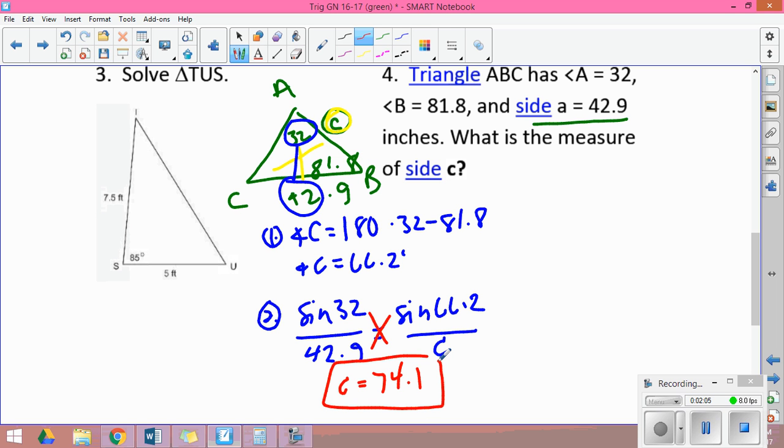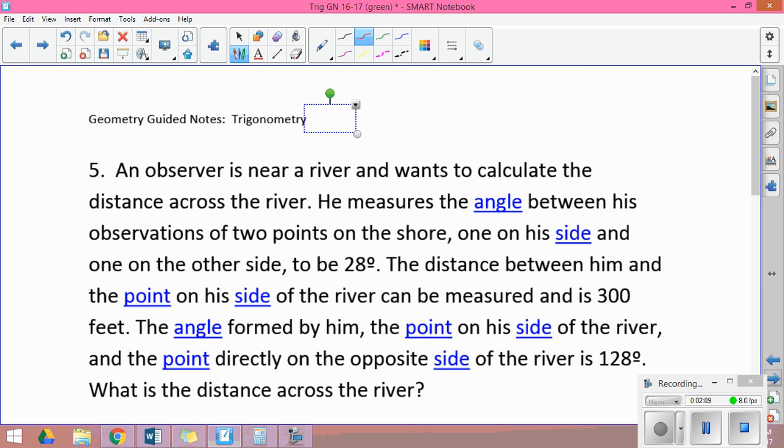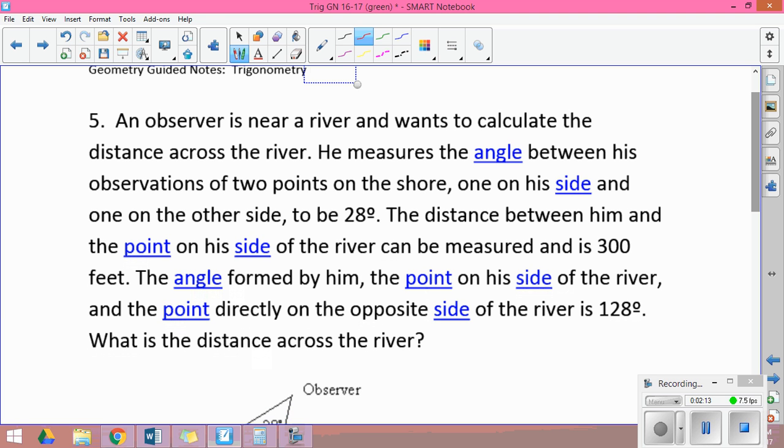When we look at the next 2 examples, they get into a little bit more real life problems because they talk about things that happen with surveying. So somebody is by a river and they want to calculate the distance across the river. Not something you can take a tape measure to. So if we measure the angle between your observations at 2 points on the shore, one on your side of the shore and one on the opposite side, to be 28 degrees.